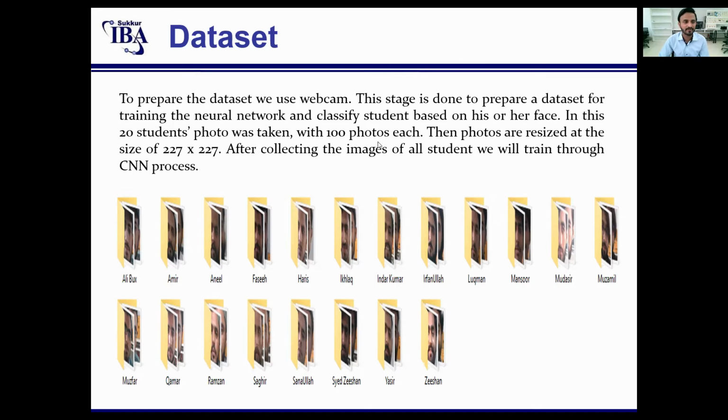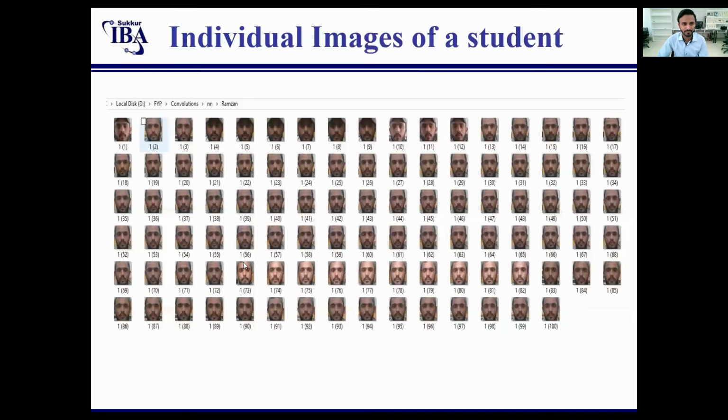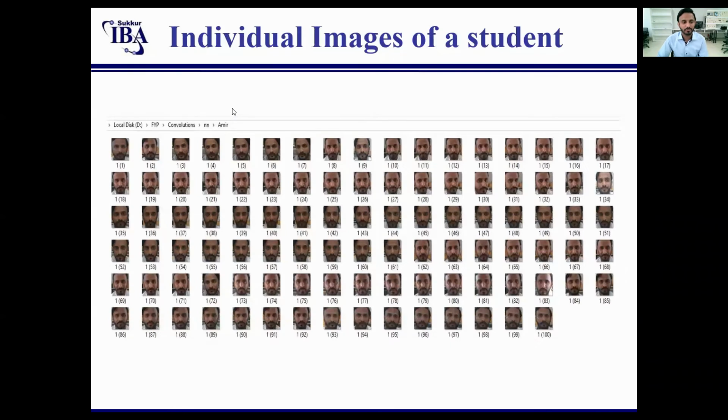Then the photos are resized to 220 by 220. After collecting the images of all the students, we have trained through the CNN process. As we see in this, there are 20 students, and all these images are taken of these 20 students. These are the individual images of a student that we have captured to mark our attendance. There are 100 images at different lighting conditions.